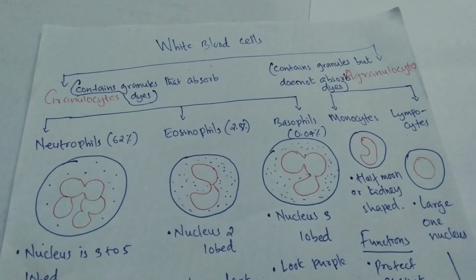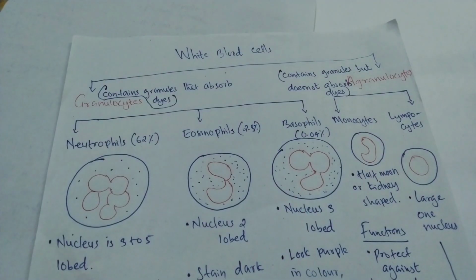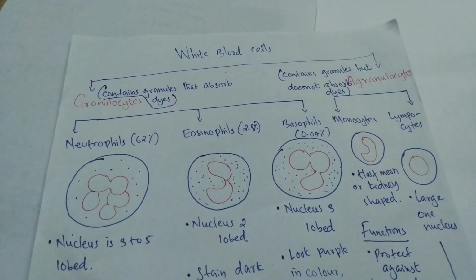Please go and watch. So coming to the point, the main function of white blood cells is to defend against pathogens such as bacteria and viruses, which cause disease in our body. White blood cells are divided into two types. They are granulocytes and agranulocytes.